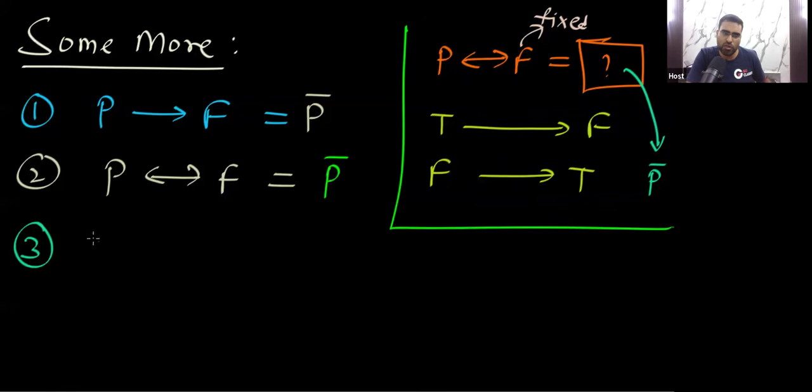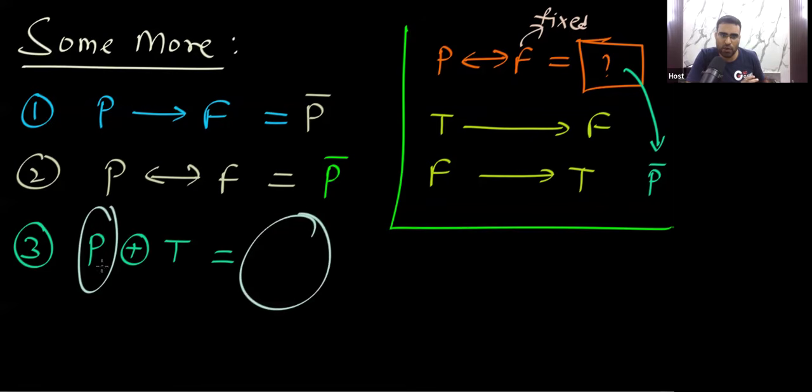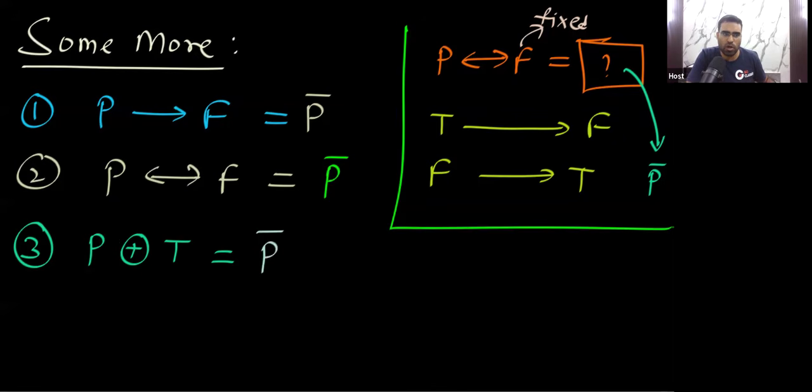Is this clear? You tell me quickly, what is P exclusive or true? The same method you can apply. Remember, this is already fixed. If P is false, I will write true. And if P is true, I will write false. So again, I'm writing the opposite of P. You don't have to remember these things, just understand them.